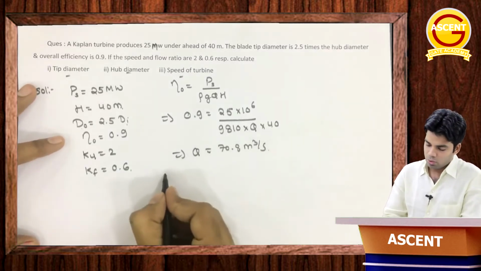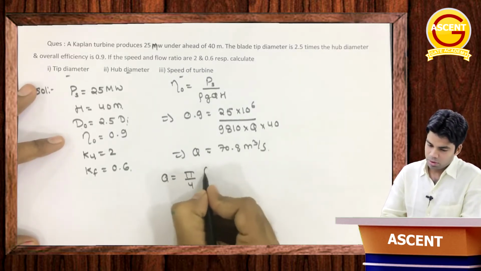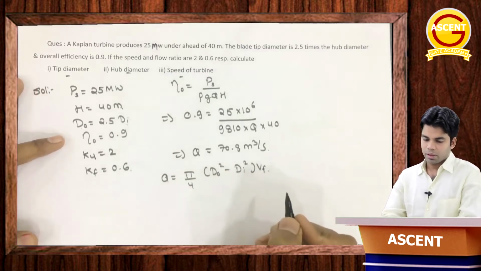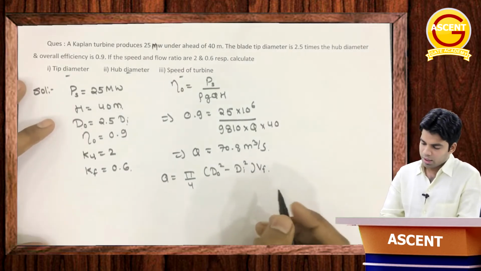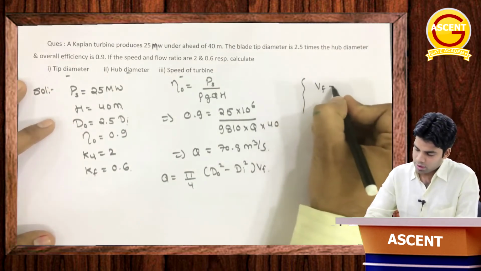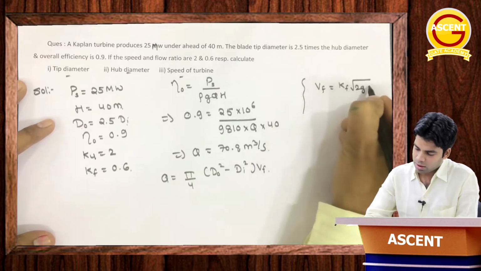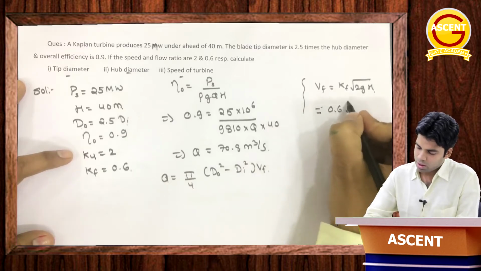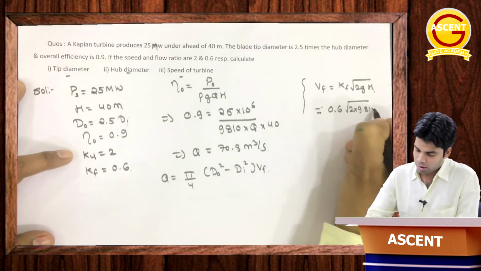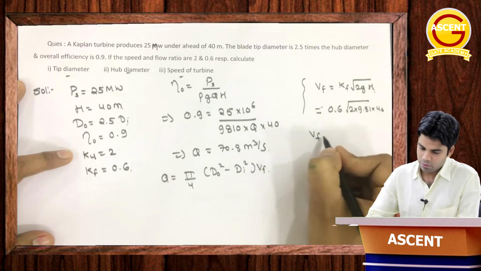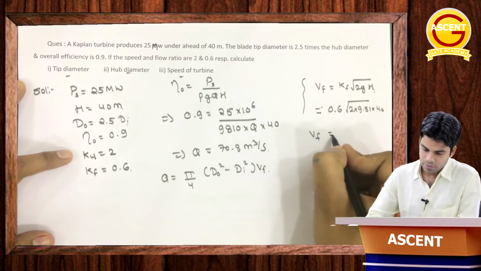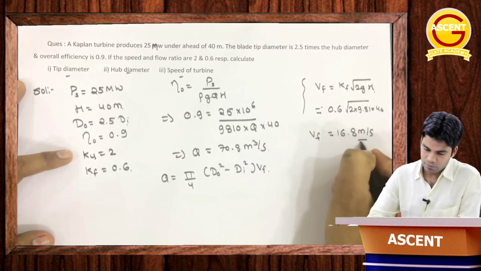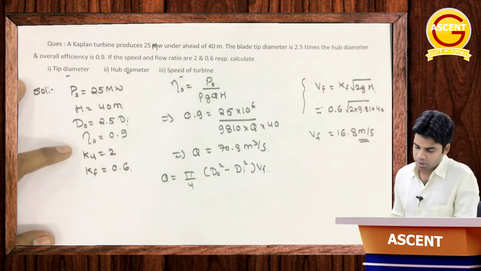Getting this? Now this Q, as we know, will be equal to pi by 4 d outer square minus d inner square into Vf. Getting this now? Okay. Now Vf we can determine easily. How? Vf is equal to Kf root 2 GH. So this will be Kf, which is 0.6, root 2 into 9.81 into H is 40. So this Vf from here will be equal to 16.8 meter per second.